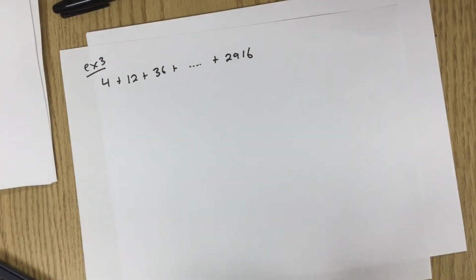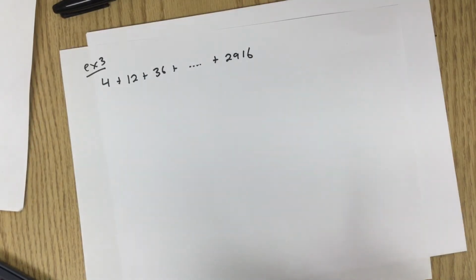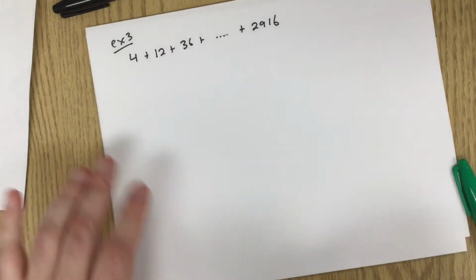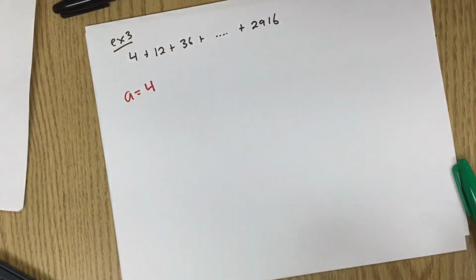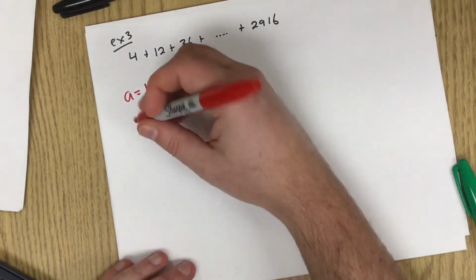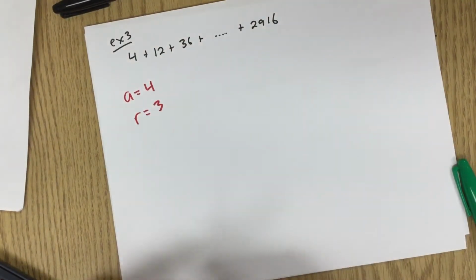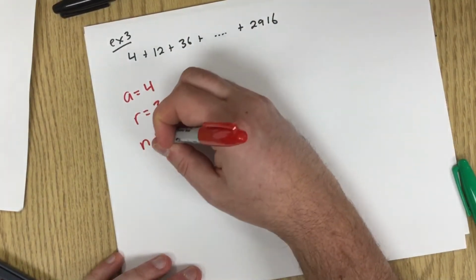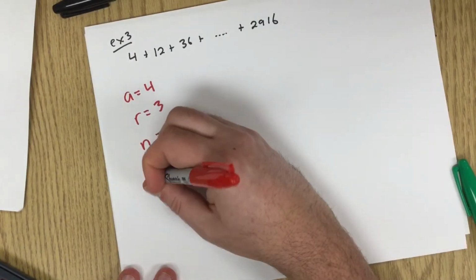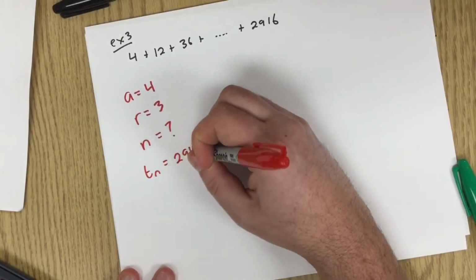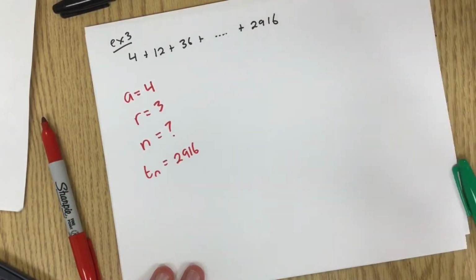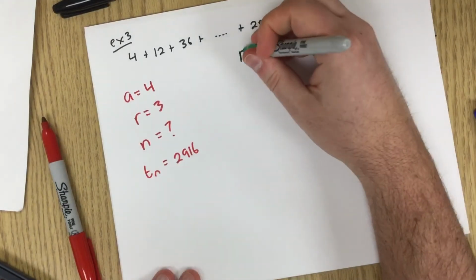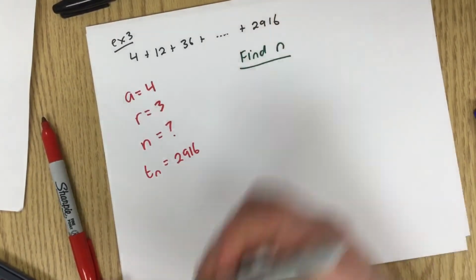Example 3. So what we want to do here is figure out the number of terms first. So we know that a equals 4. We know that r equals 3, and we need to find n, but we do know that t of n equals 2916. So step 1, we need to find n.